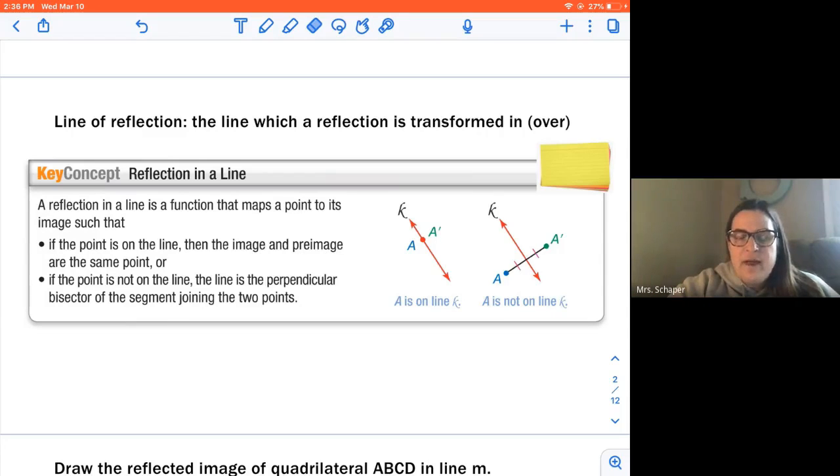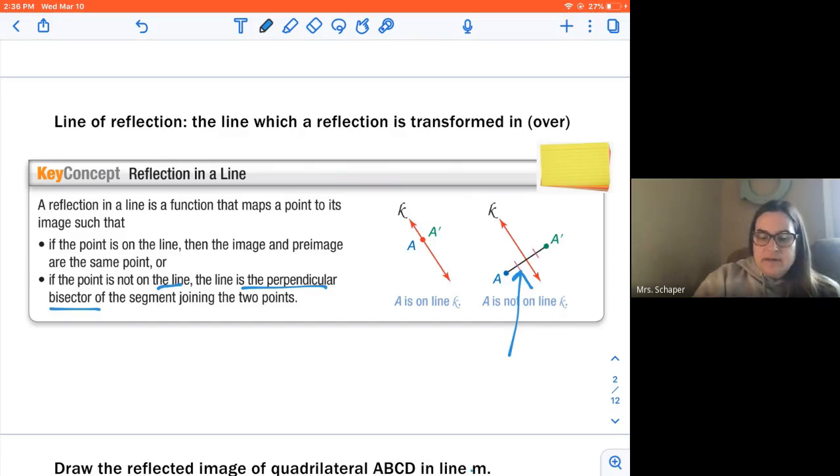If you have a pre-image and then your image, the line of symmetry is perpendicular. It's going to be perpendicular, right here, to the line that connects those 2 points, okay? So understanding that that is perpendicular is going to be important, all right? A point not on the line is reflected across it; the line is a perpendicular bisector, I should have added that, to the segment joining those 2 points.